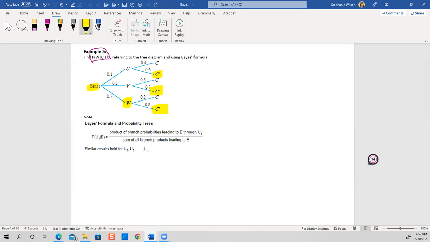So let's solve for this. What we need to do is let's go ahead and do the product of the branches, and we're going to call this here our C complement, and we'll call this here our W. All right. And when we do that, what do we have? Our C complement is 0.8 and our W is 0.7. So we're going to multiply those 2 together.